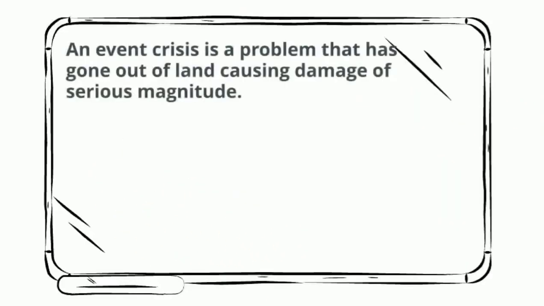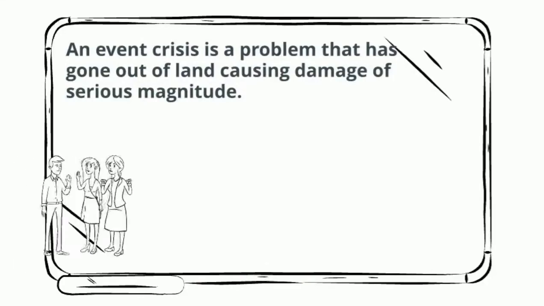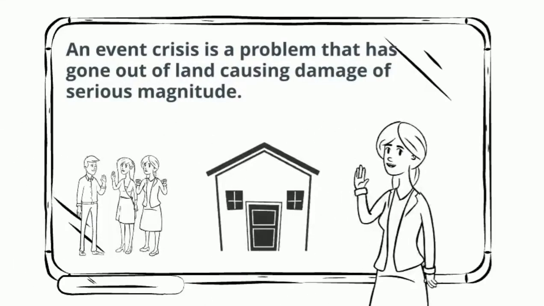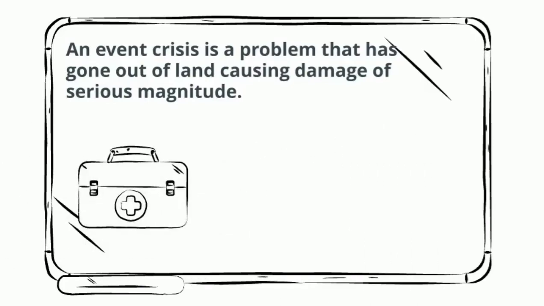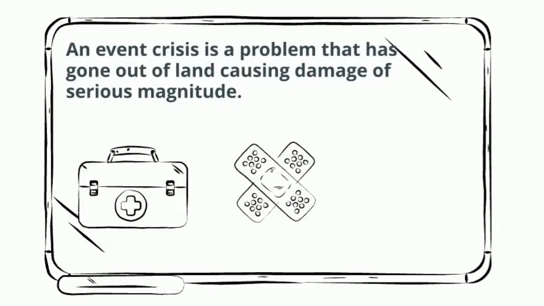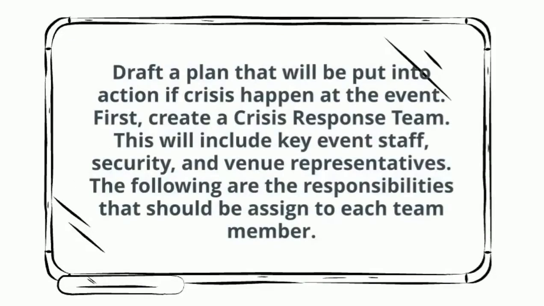Crisis management plan. An event crisis is a problem that has gone out of hand, causing damage of serious magnitude. The crisis may cause harm or have a negative impact on people, property, or reputation. Clearly, the goal is to preserve lives, prevent injuries, and prevent property damage. Draft a plan that will be put into action if a crisis happens at the event.